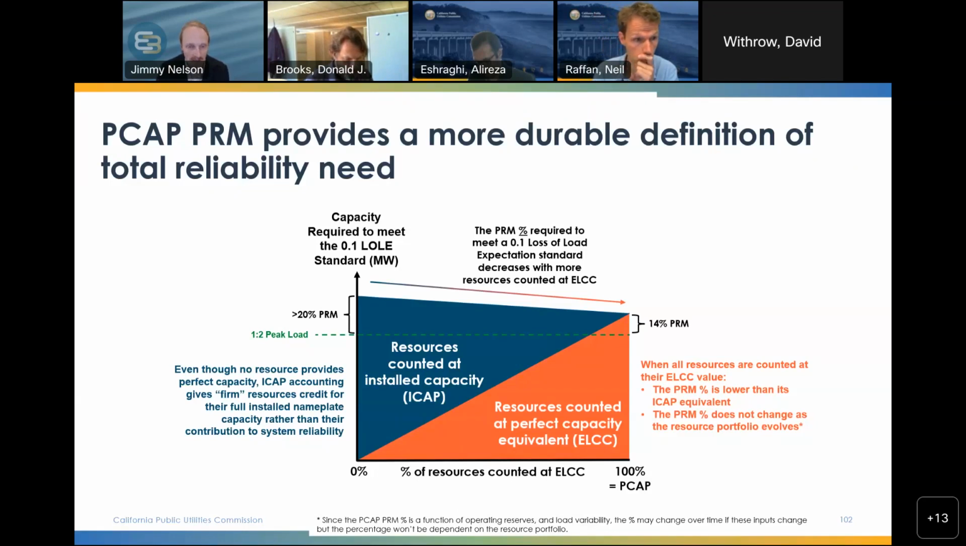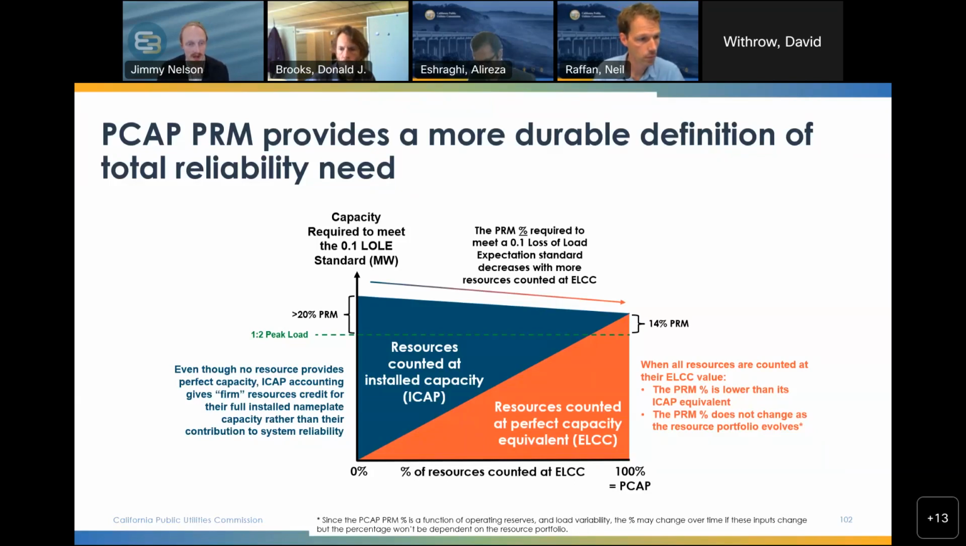And one of the motivations for that is, in Resolve, we hold a constant percentage above the 1 and 2 peak, the PRM percentage, and we'd ideally like that percentage across all the years and across all the system configurations to result in a reliable portfolio. So if you put the portfolio back into SERVM, it would show that it was 0.1 loss of load plus or minus a little bit.